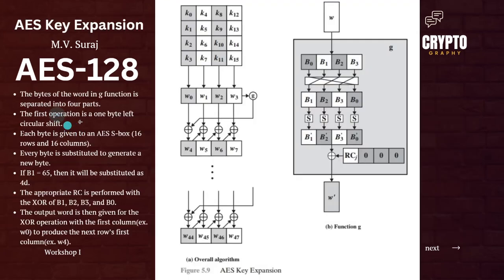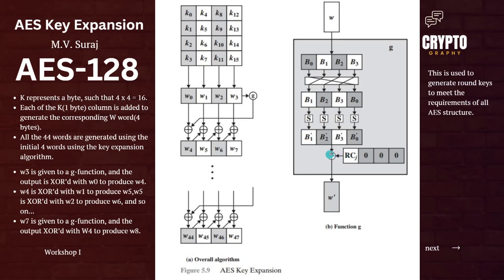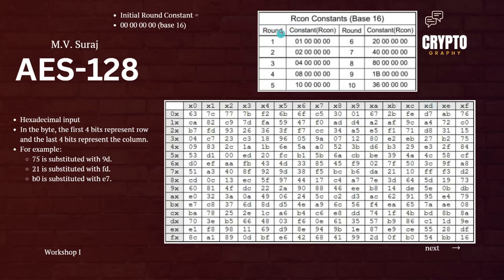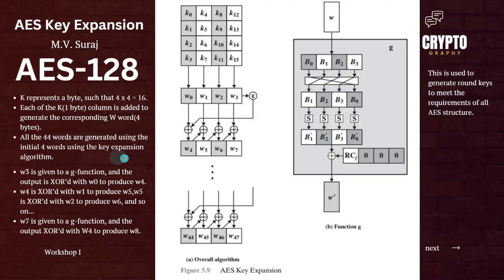If this was for round 1, if the G function is for round 1, then you will use the round constant for round 1, which is 0, 1, as you can see, 1. This will be replaced by 1, and you will perform an XOR between these two. Then it will produce the result W3 dash. So that's exactly what's happening in the G function.